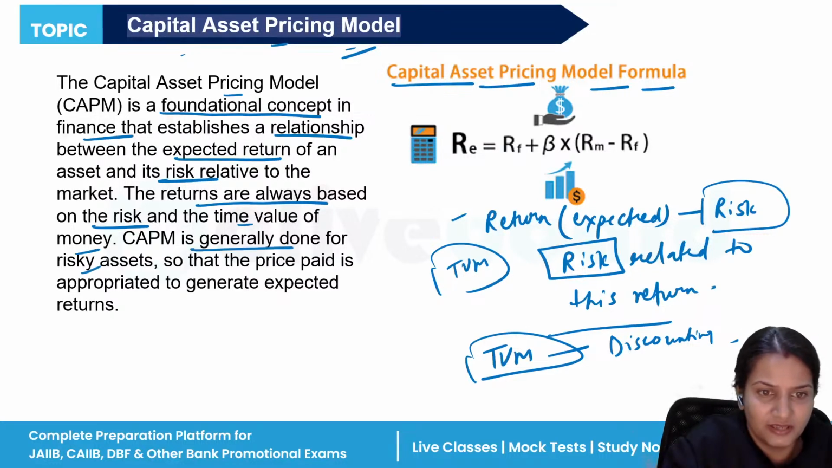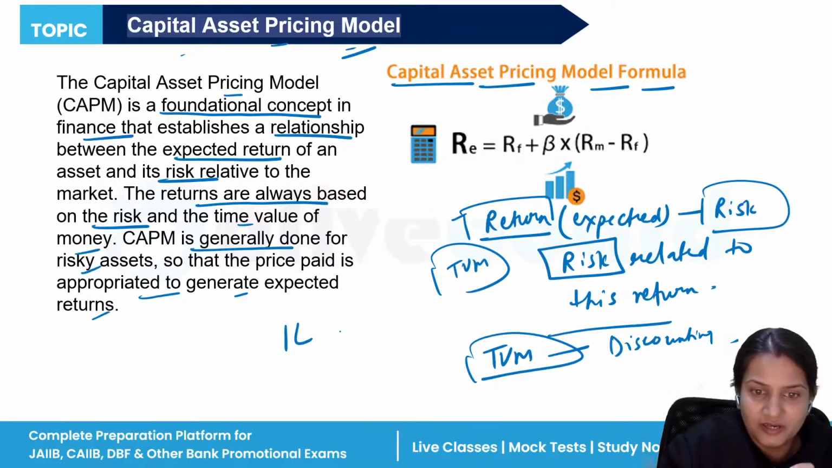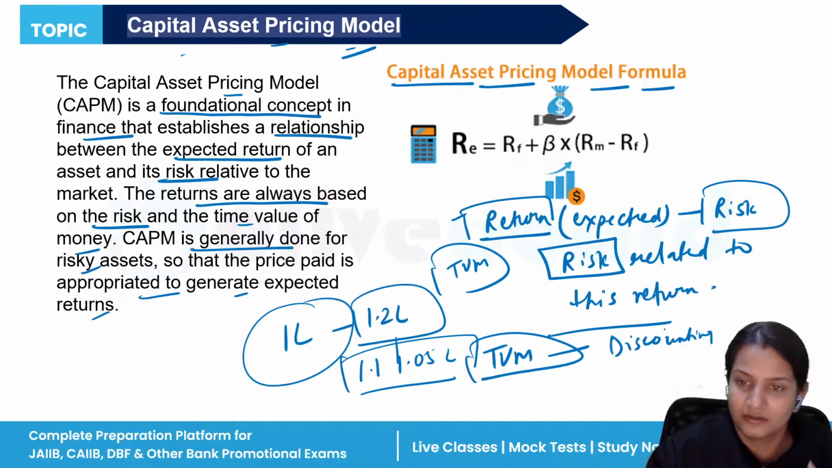It is generally done for risky assets so that the price is appropriated to generate expected return. So those projects which are of very risky nature, it is basically done on that. So to know what the expected return can be. Suppose we have invested 1 lakh rupees and in return I'm expecting at least 1.2 lakh rupees back. But the risk is very much related to this particular project. So it might happen that you may get 1.1, or you may get 1.05 lakh. So your return is determined according to the risk of the project.